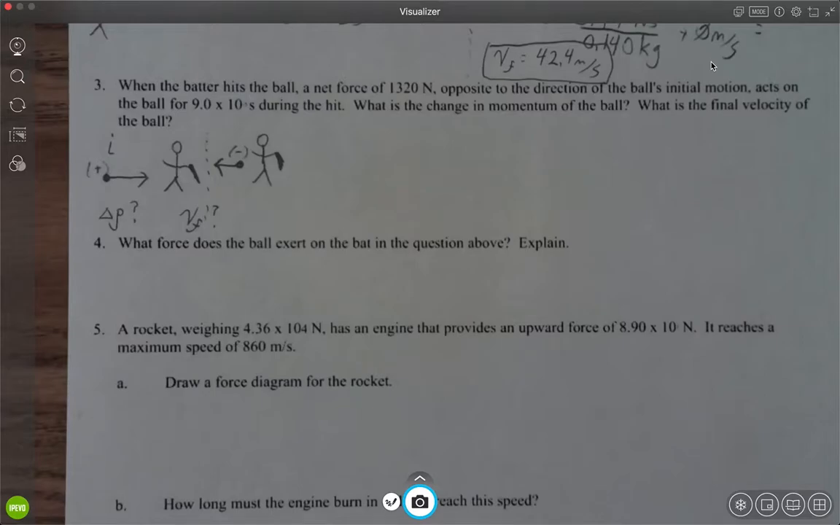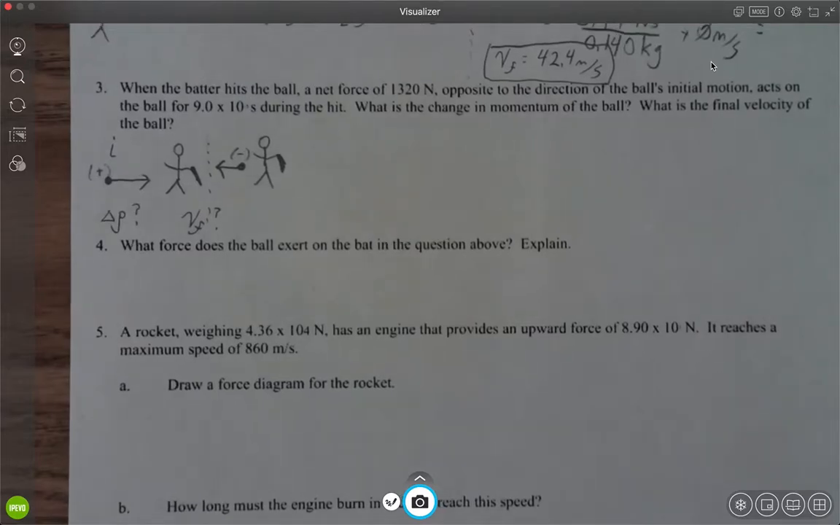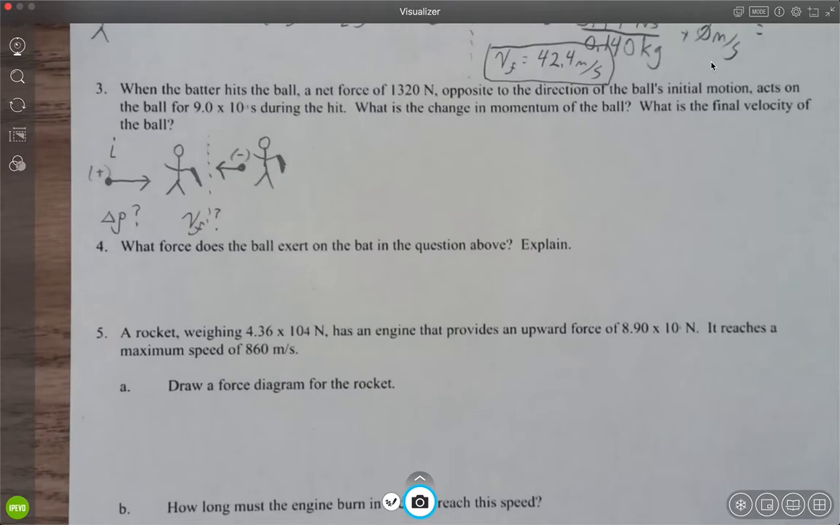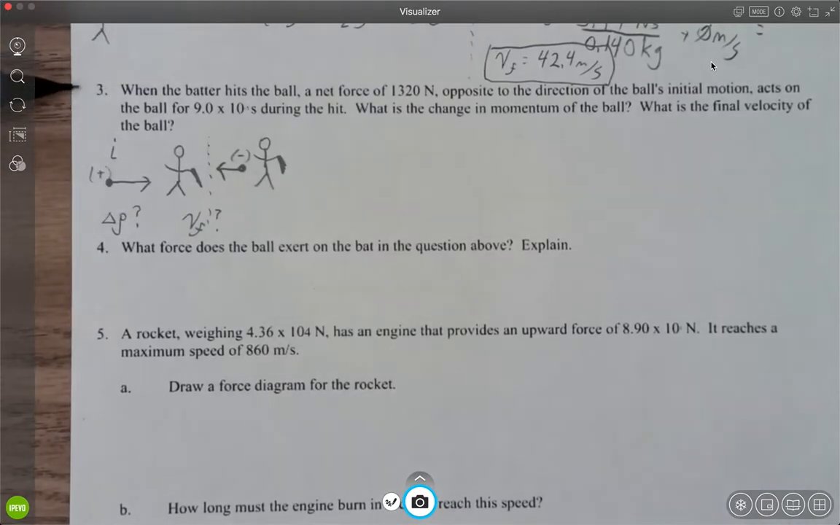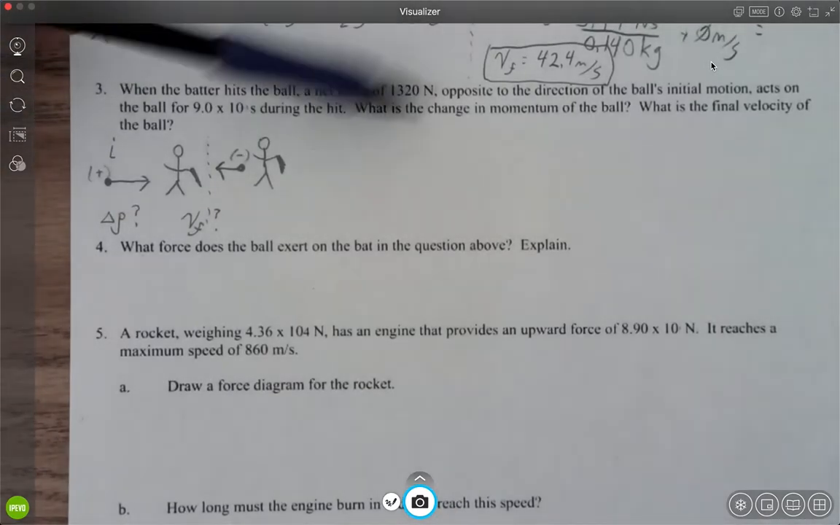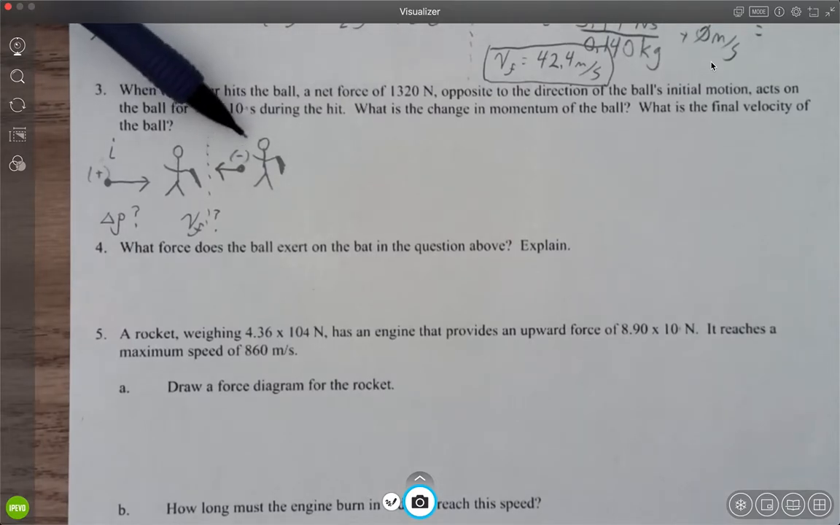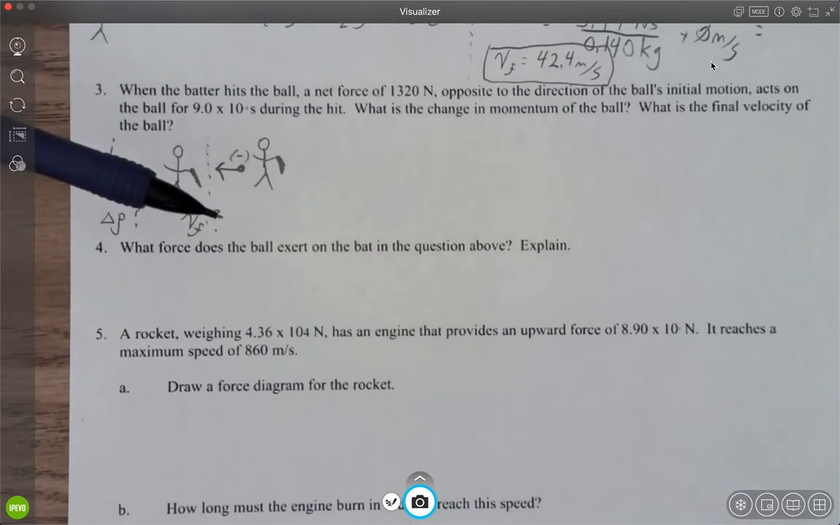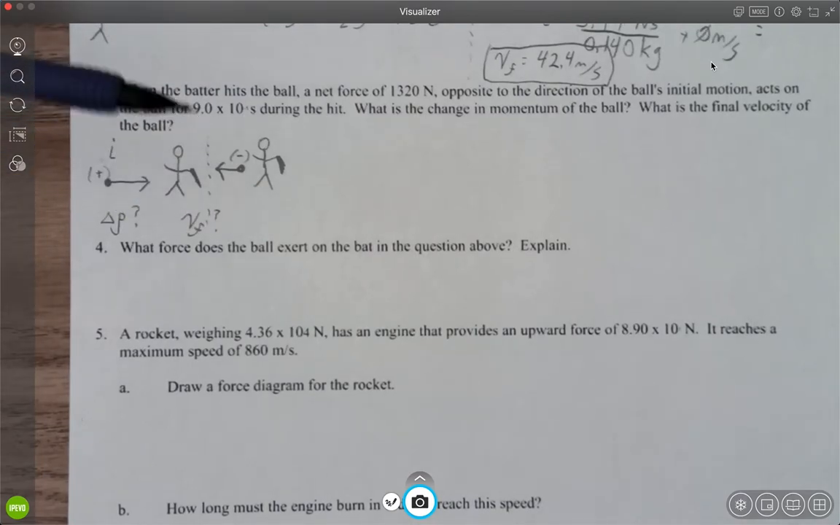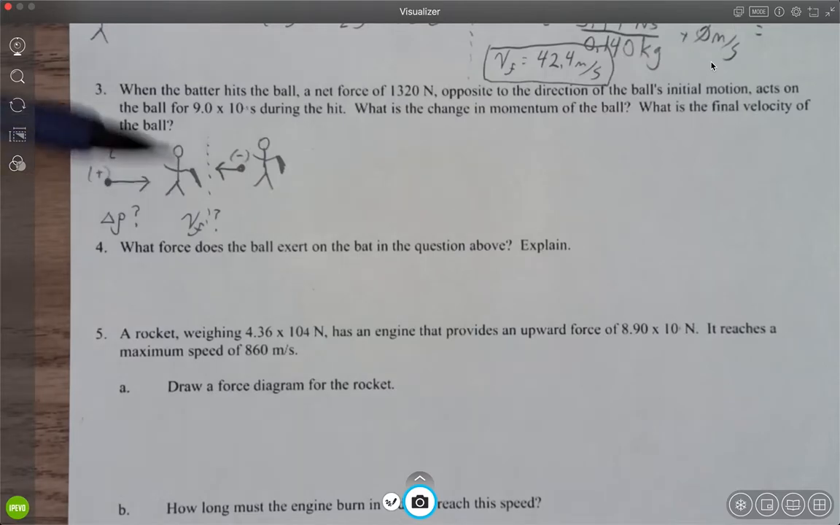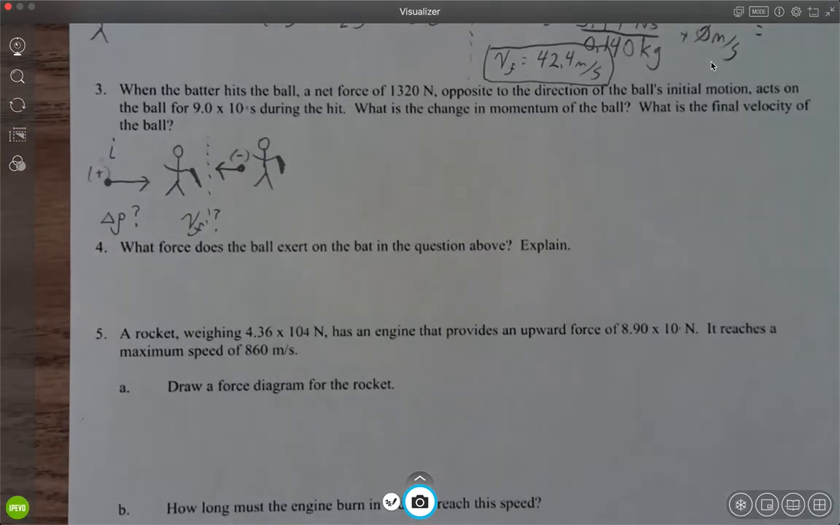As we're working on this impulse momentum theorem, for problem number 3, we're going to continue with this baseball that is now being thrown in and is going to be hit by the batter with a certain amount of force, this 1320 newtons, and it's going to go in the opposite direction. So once again, we want to draw out the problem before you start working on it so we have an idea of what's occurring.